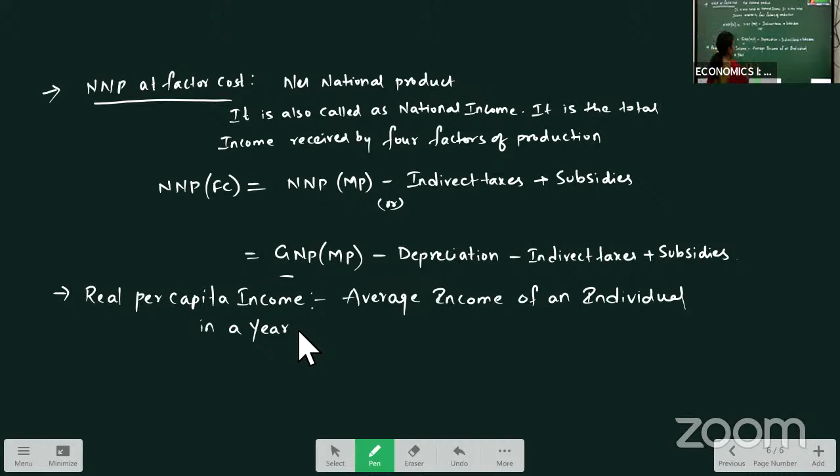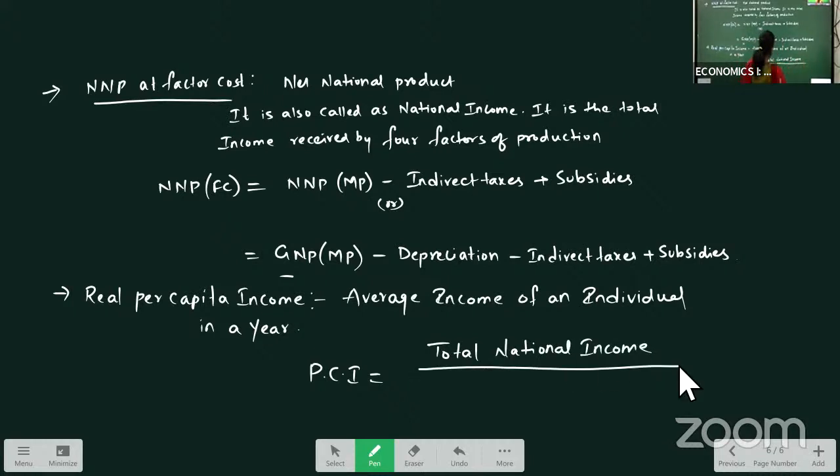So how do we calculate average income? Real per capita income, PCI you can write here, is equal to total national income divided by total population. So how do we calculate per capita income? Per capita income means average income of an individual in a country in a year. We calculate it as total national income divided by total population. So this is one more SAQ from this chapter.